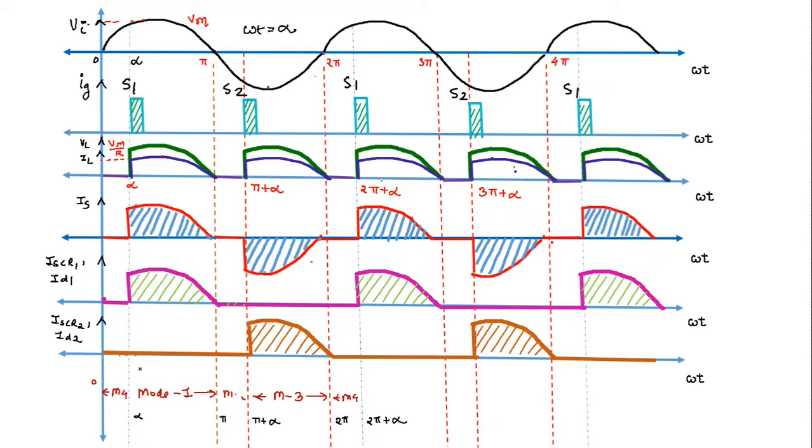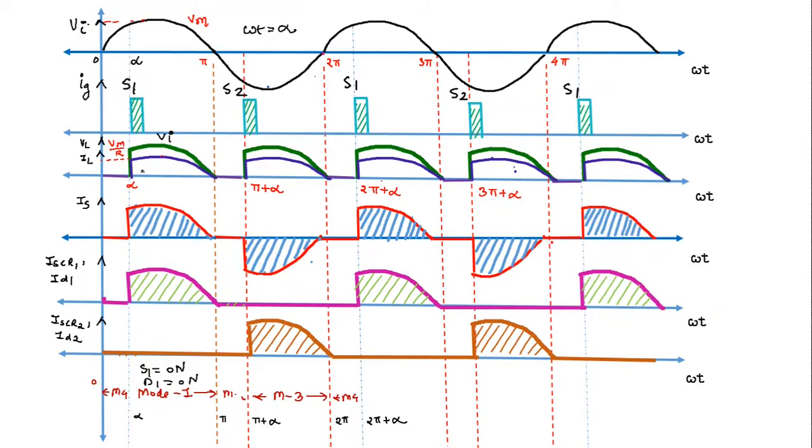So in mode number 1, S1 will be on and diode D1 will be in the on condition. Current will conduct through these S1 and D1 devices. In mode number 1, as we have studied, the load voltage will be equal to the input voltage after the instant omega t equals alpha, and it will go up to omega t equals pi, as you can see here.